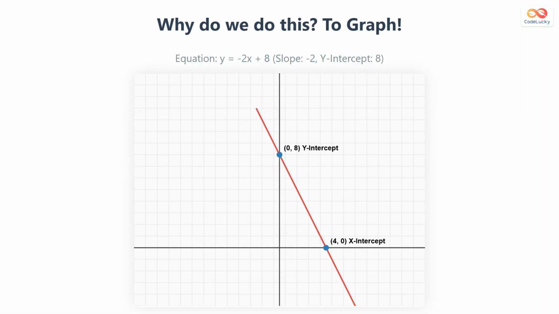Finally, why did we do all that algebra? To make graphing easy. Here is the graph of our first example, y equals negative 2x plus 8. We can easily start at the y-intercept of 8 and use the slope of negative 2 to go down 2 units and right 1 unit to find more points. Converting the equation made this graph much easier to draw.